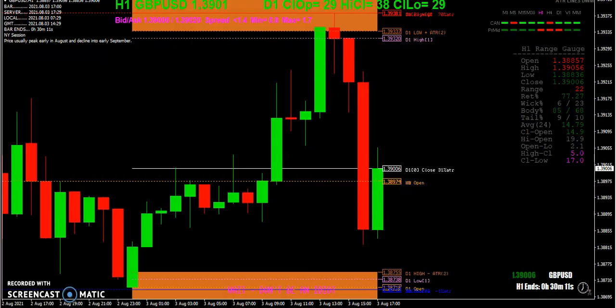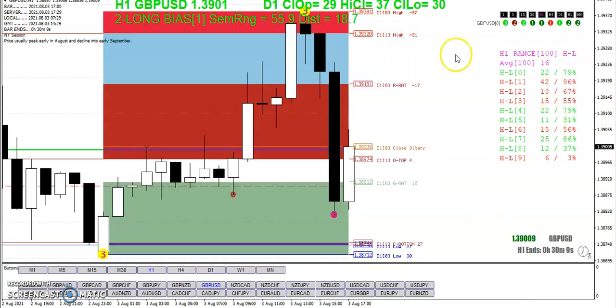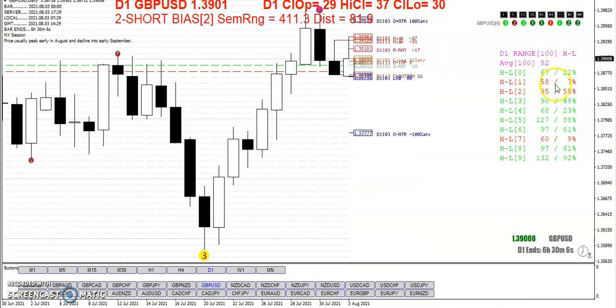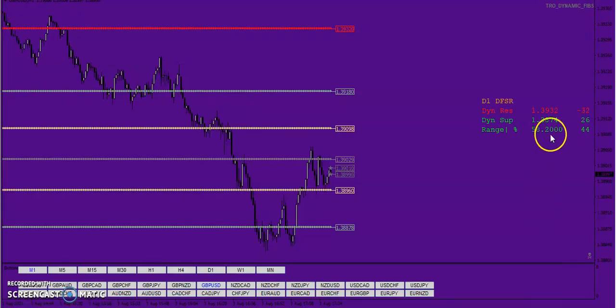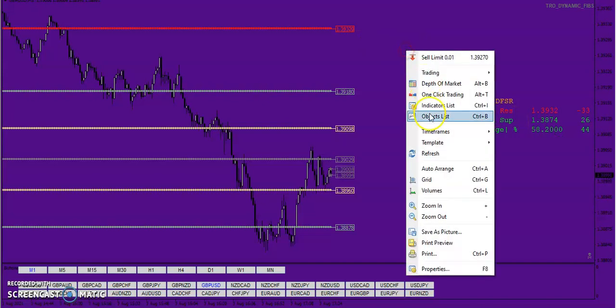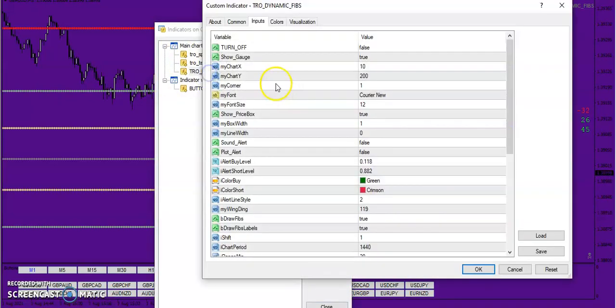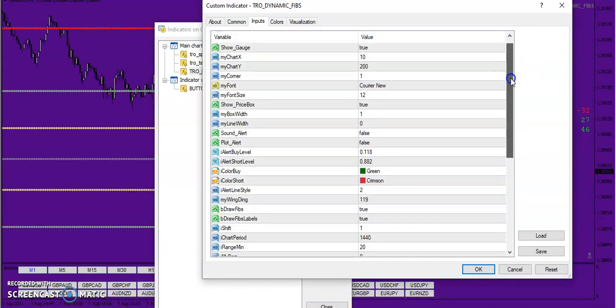Let's see, what did it range yesterday? I'll switch over to D1. Wow, yesterday it only ranged 58 pips. Today we've got 67. Oh, in fact, this range here, 58.2, this is yesterday's fib range because we've got it set for the previous day. Let me show you how to change that on the indicator.